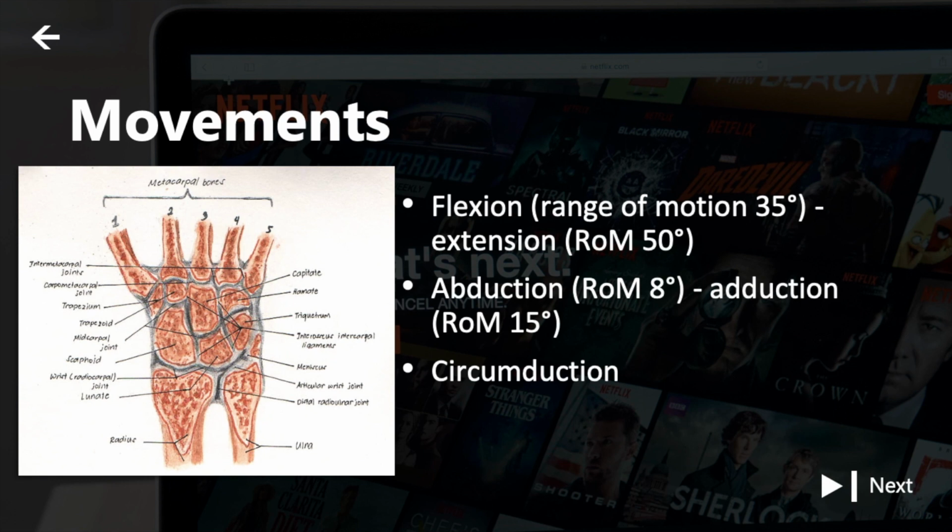And the ligaments are the interosseous ligaments of the proximal and distal carpal rows, palmar intercarpal, and dorsal intercarpal ligaments, and it is innervated by the anterior interosseous nerve, posterior interosseous nerve, and deep and dorsal branches of the ulnar nerve.